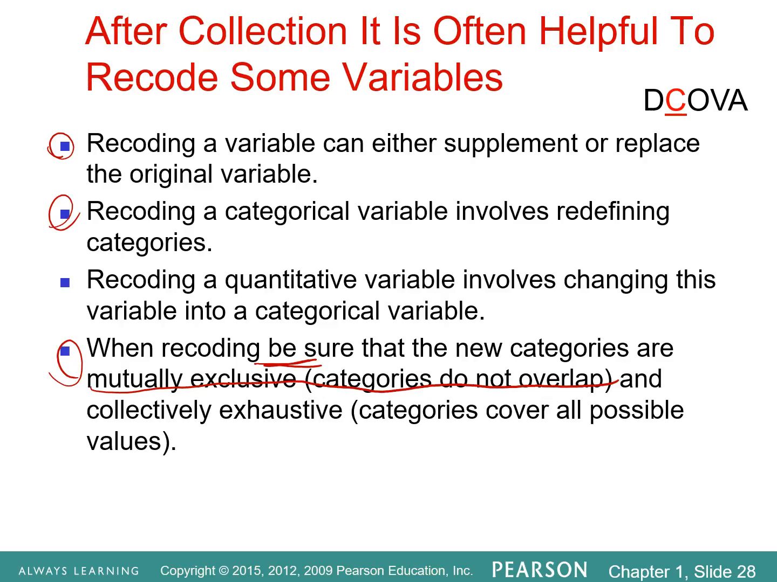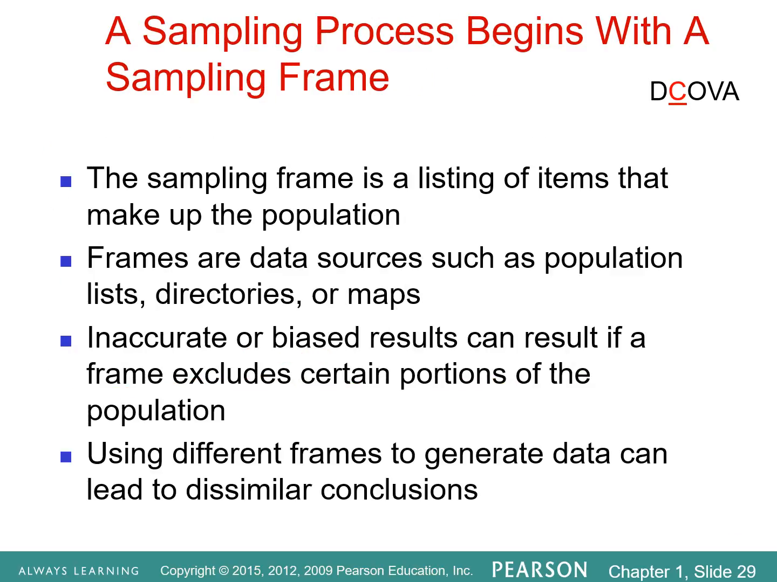Categories cover all possible values. A sampling process begins with a sampling frame. What does that mean? A sampling frame is a listing of items that make up the population, right? iPhone X, 256 gigabyte, and then the price. This is our population. Or everybody in classroom A.